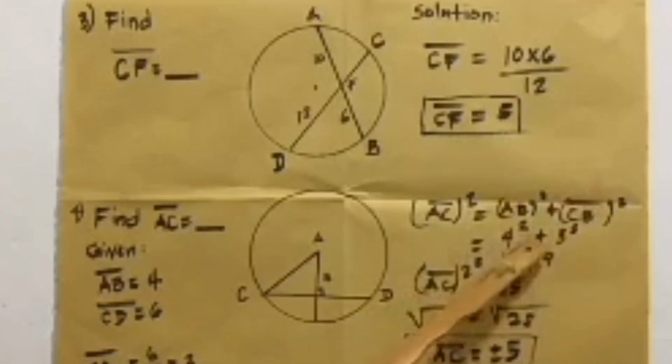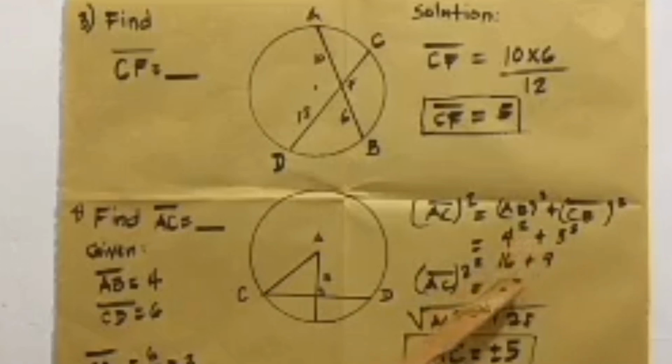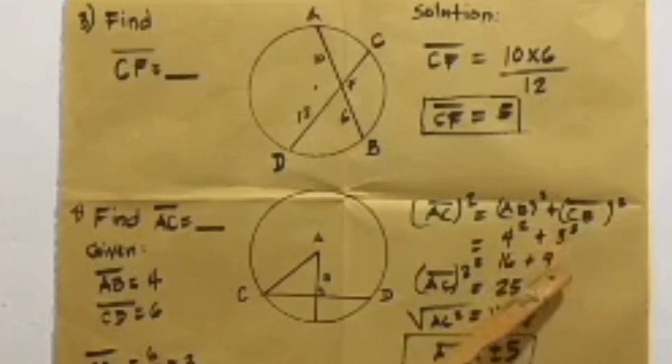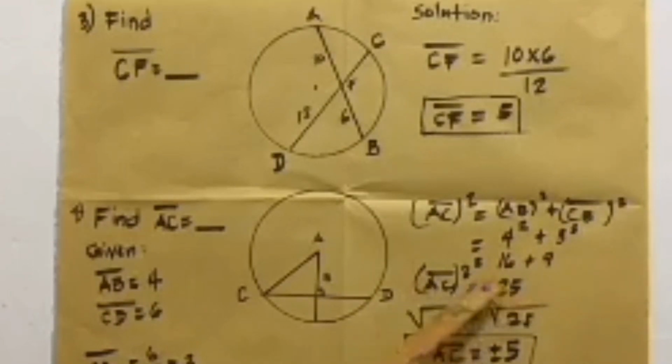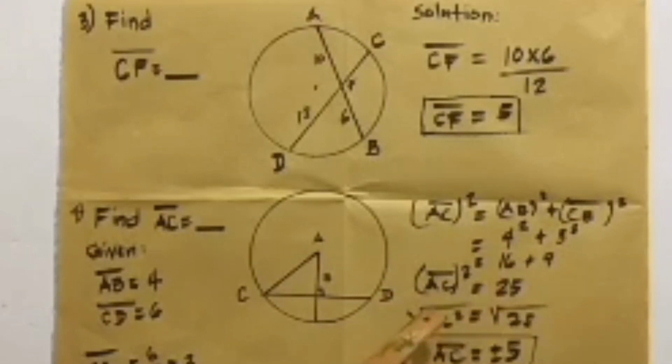Then we're going to extract the exponent. 4 times 4 equals 16, 3 times 3 equals 9. Then we're going to add 16 plus 9 equals 25, and we're going to take the square root of both sides in order to eliminate the exponent. Here, we're going to eliminate the exponent here. Remember, in the square root, there is a silent index 2 here. Eliminated now, so the remaining is AC.